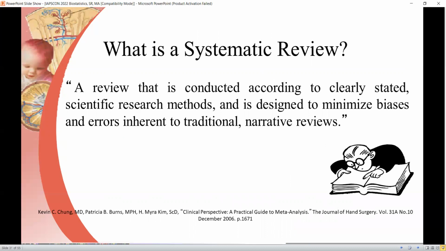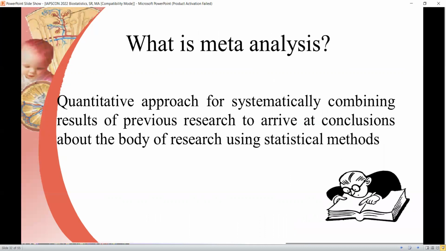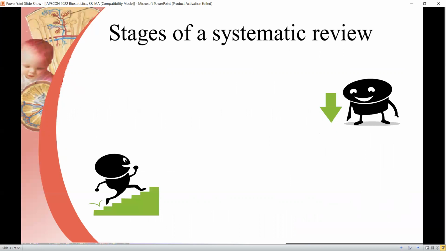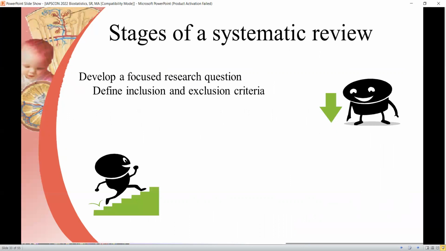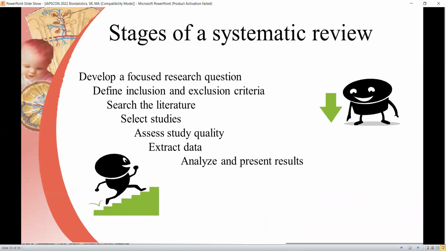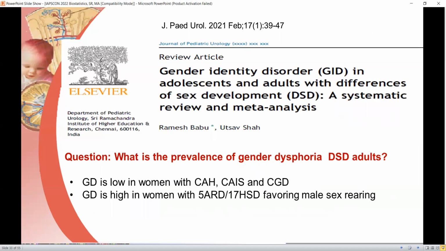The systematic review is conducted according to clearly stated scientific research measures and is designed to minimize the bias and errors of traditional reviews. A meta-analysis, on the other hand, is the use of research tools to arrive at a statistical conclusion. So you develop a focused research question, define inclusion and exclusion criteria, search the literature, select the studies and assess the study quality, extract the data, analyze it, and then present the results, then draw the conclusion.